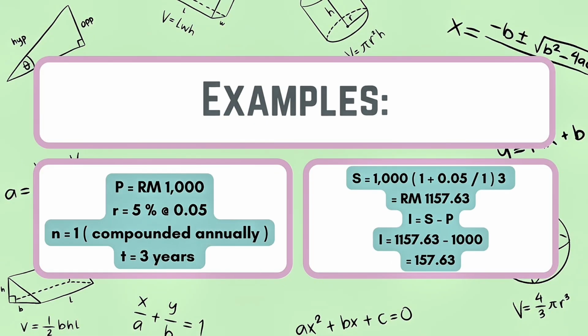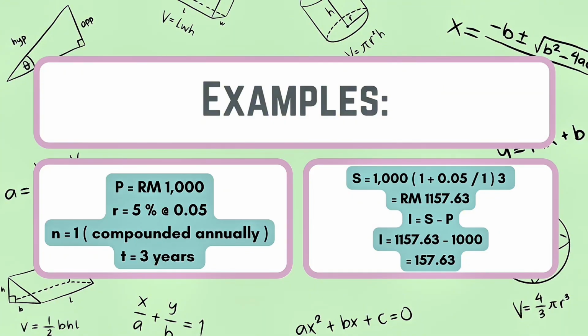For example, what if I save 1,000 in a bank account that offers 5% annual interest compounded annually? How much will I have after 3 years? By using the compound interest formula, which is S equals P(1 + r/n) to the power of 3, the total amount will grow to 1,157.63. That means I earn 157.63 in interest just by letting my money sit in the account.